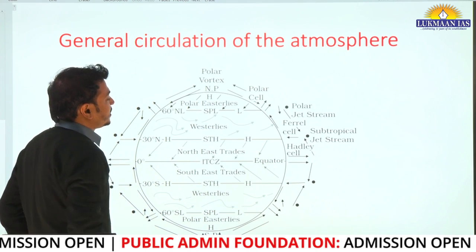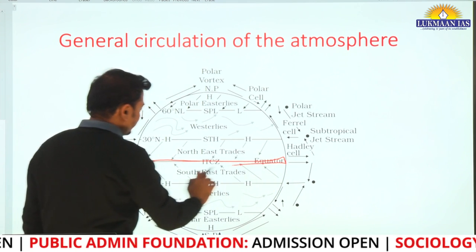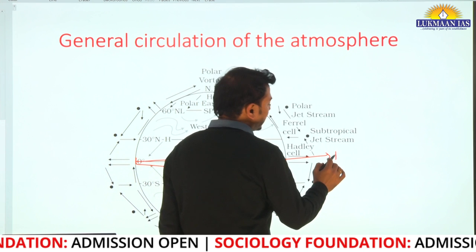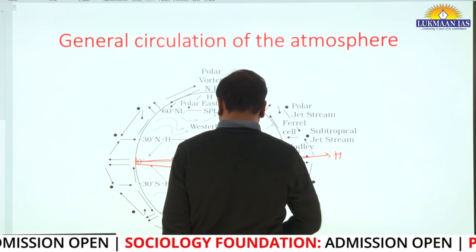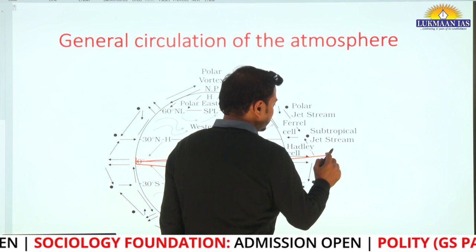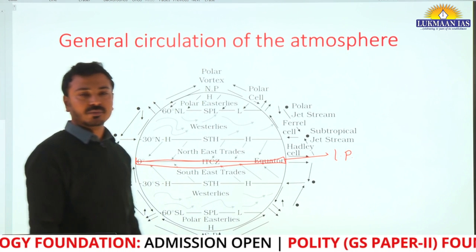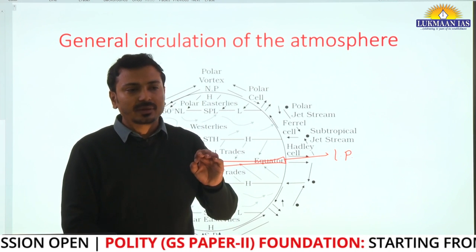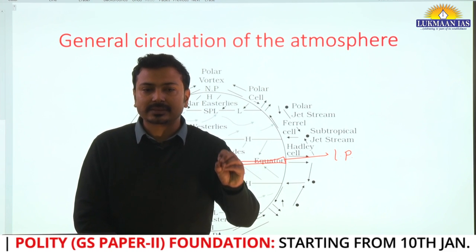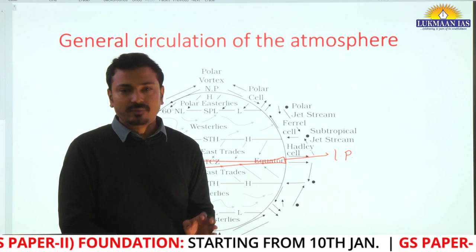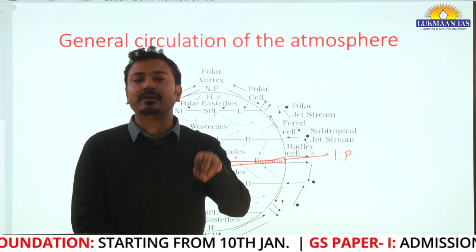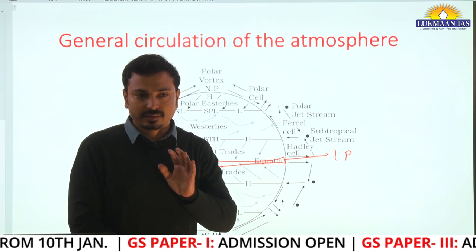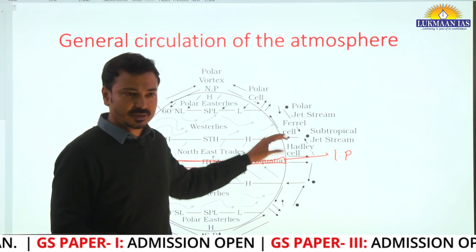Fine. So the pressure belts, as we know that at the equator we are receiving a very high amount of heat, so the surface is getting heated, and because of that we have low pressure formed here. This is thermally created low pressure. What we have to keep in mind now is whenever the wind is leaving from a place, low pressure is created. Whenever the wind is arriving and staying at a particular place, high pressure is created. This you have to fix in your mind, only then you will understand this.